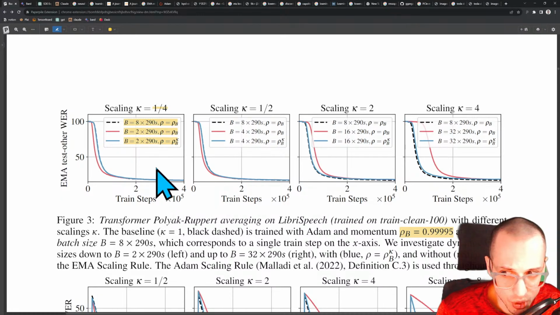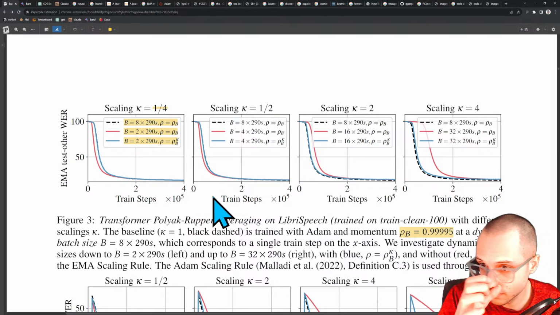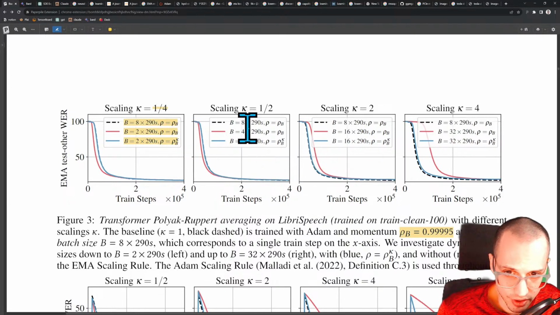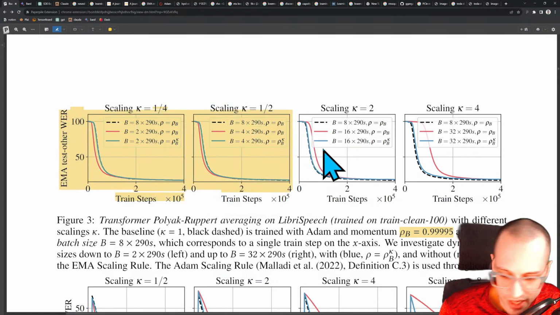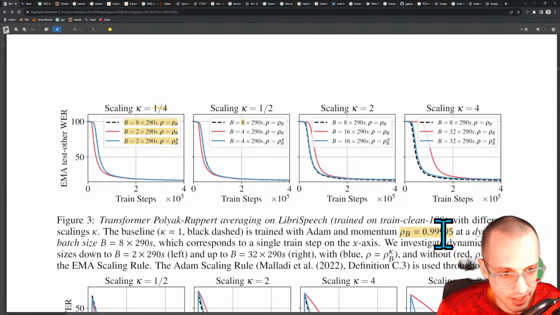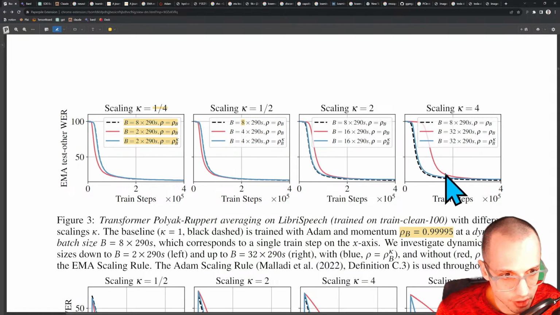In this case, it's kind of a moot point because the red line also gets to the final answer, but the fact that it's not on top of the black line is the issue here. And here is basically the same plot, but with other scaling laws. So let's say you had a batch size of 8 and you wanted the batch size to be 4. Well, now your scaling factor K is 1/2, which means that your momentum should be 0.9999995 to the 1/2 power. And the same thing here, squared, and here to the 4th power. And you can see how this blue line sits right on top of this black line, which is what they're trying to show.